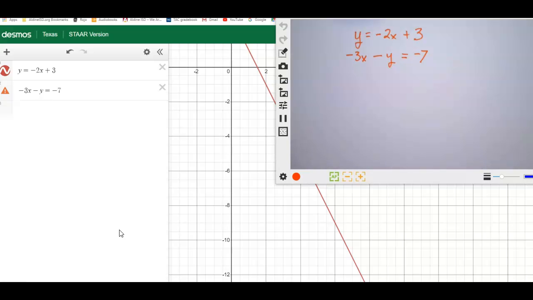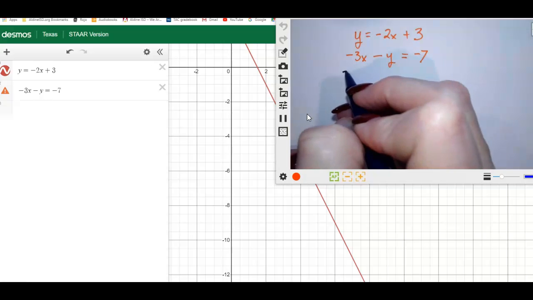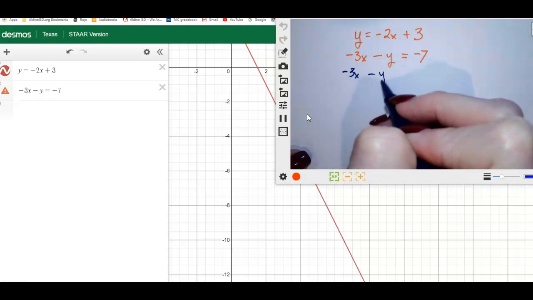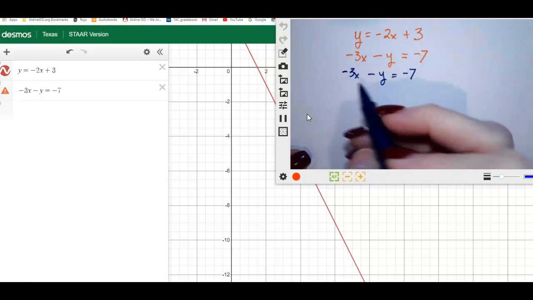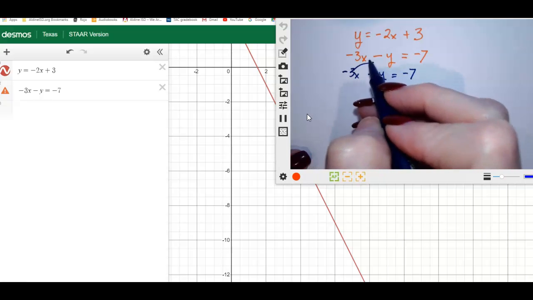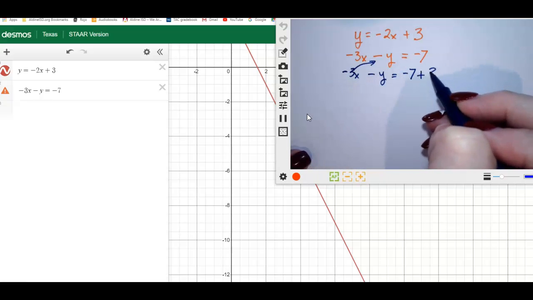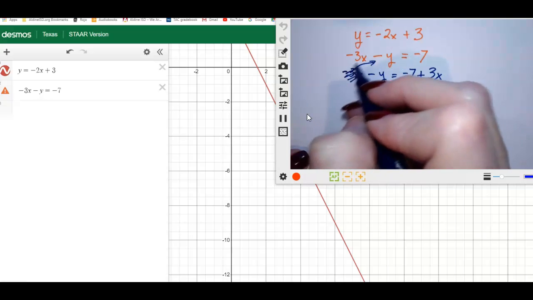And again, we can do substitution, but if I don't want to do substitution, I want to put it into Desmos. As you can see over here on the side, it will not take it. So I'm going to have to change it. So negative 3x minus y equals negative 7. I take the negative 3x and I move it to the other side. That's a positive 3x, isn't it?